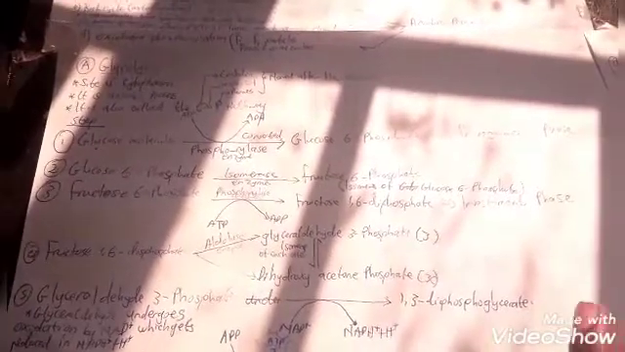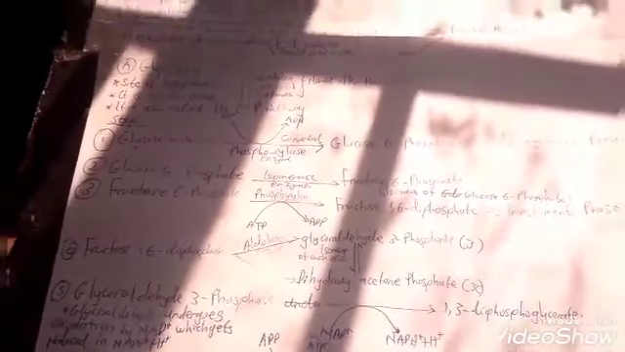We know that in any oxidation reaction, when one substance is being oxidized, the other is being reduced. That means if glyceraldehyde 3-phosphate is being oxidized to 1,3-diphosphoglycerate, NAD+ is being reduced to NADH2, or you can also write it as NADH plus H+.